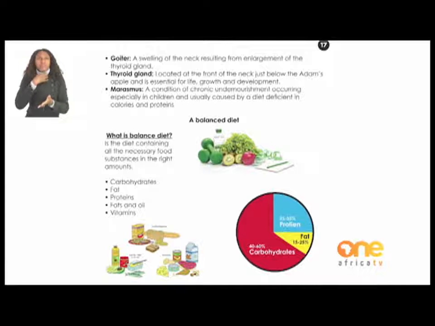Goiter. Goiter is a swelling of the neck resulting from an enlargement of the thyroid gland. What is the thyroid gland? The thyroid gland is located at the front of the neck, just below the Adam's apple, and is essential for life, growth, and development. Marasmus. It is a condition of chronic undernourishment occurring especially in children and usually caused by a diet deficiency in calories and protein. So these are our vocabularies.